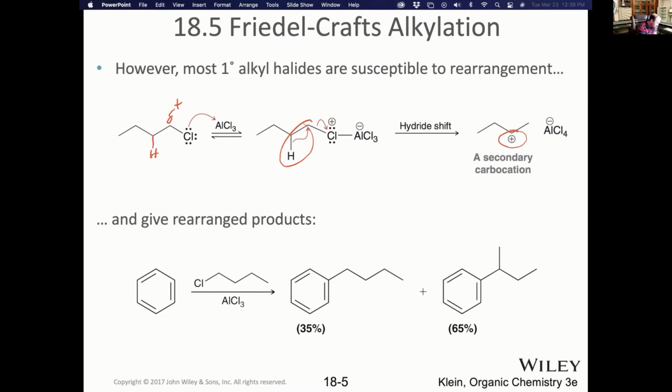So what we find, say, for example, a molecule like this, we find that there's very little, 35% yield of the connection of the benzene ring to that primary carbon spot that we thought we were going to attach it to. Instead, 65% is actually attached to this secondary carbon next to the primary carbon. So you have to watch out for rearrangements with Friedel-Crafts alkylation.